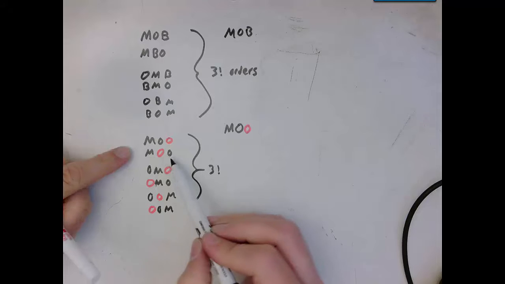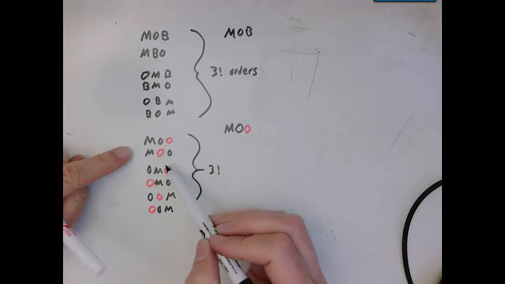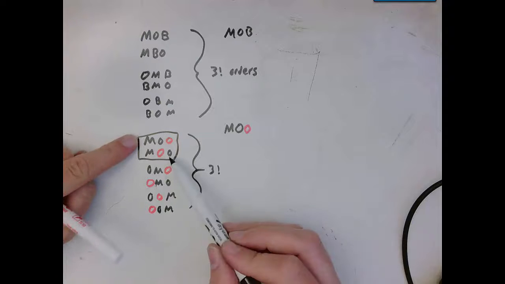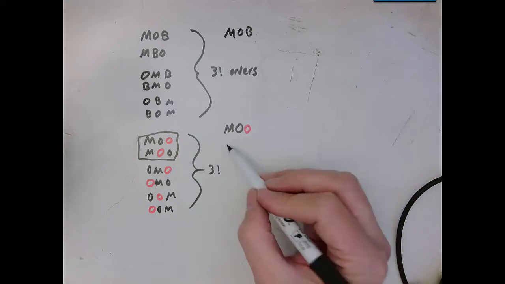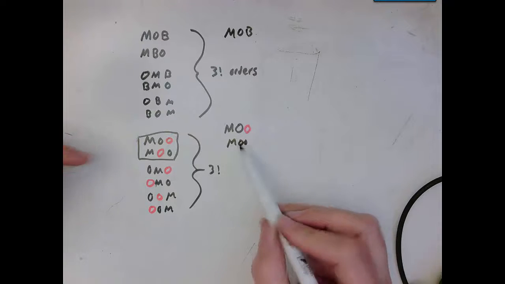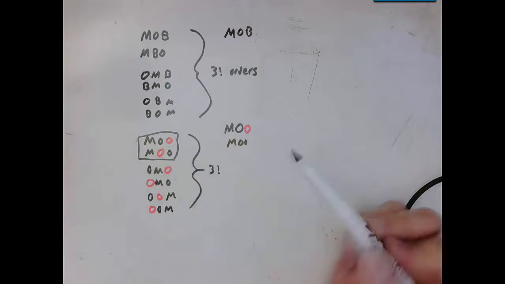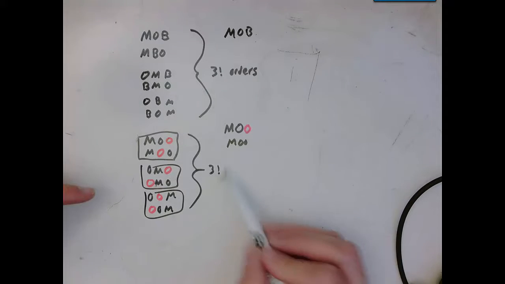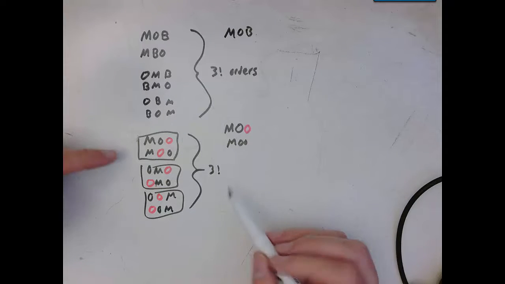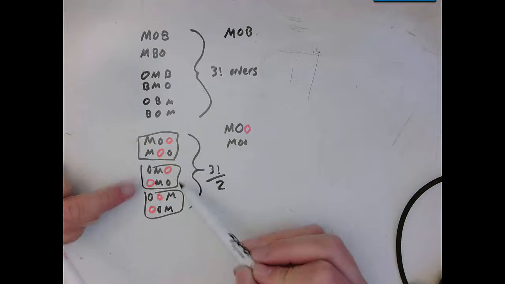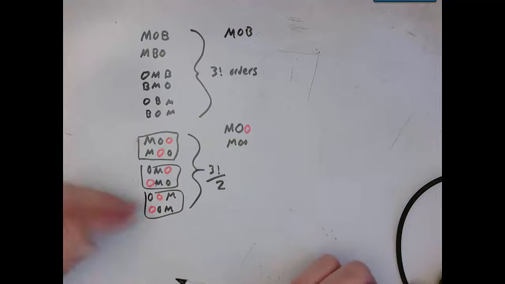Because if I swap the 2 O's, as I've done here, you can see that they actually spell the same word. The only reason you can tell they're different is because they use different colors. But if I'd said how many different ways to reorder M-O-O, then it would just look like moo, and you couldn't tell that anything was different. So what we're going to do is take the original 3 factorial orderings and divide it by 2 because each one of the orderings has 2 different orders that count as the same.